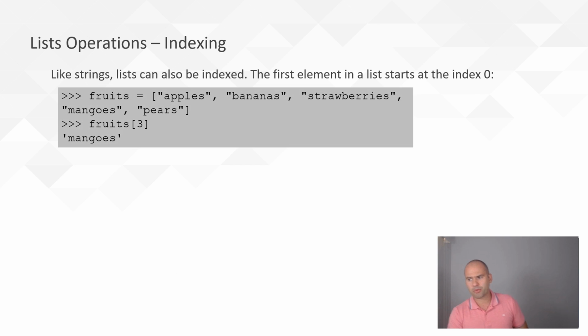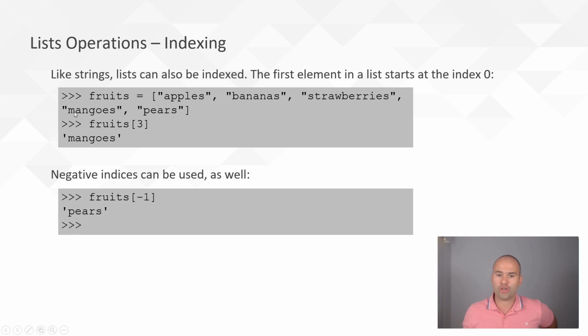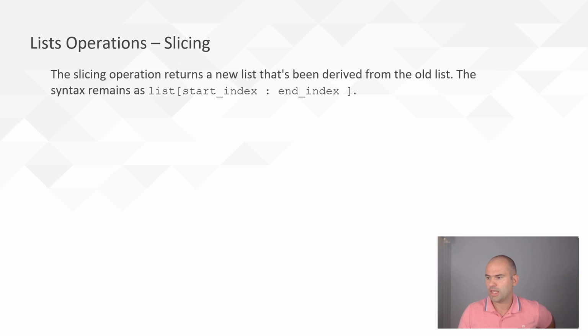So list operations, you can index lists the same way we've indexed strings. So that is a list of fruits, apples, bananas, strawberries, mangoes, pears. Fruits 3, the 3 would be 0, 1, 2, 3, mangoes. You can also use negative indexes. So count from the back, fruits -1 would be pears.